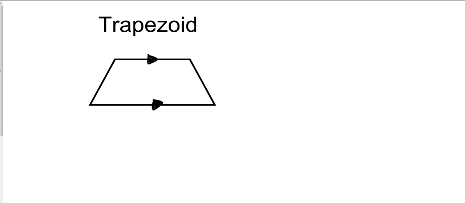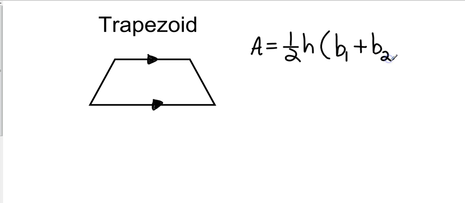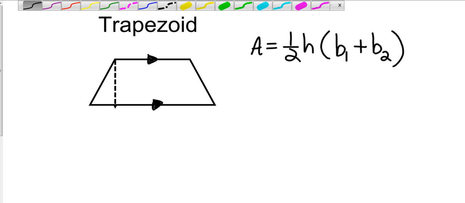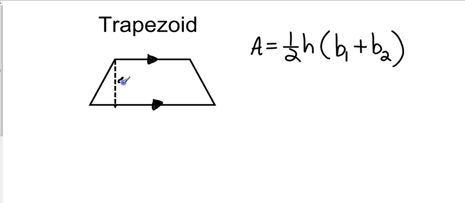Okay, so this formula is 1/2 of the height times base 1 plus base 2. Okay, so the bases are the parallel sides. And so let's put some numbers to this. Let's go with my height right there. Let's say I have a height of 5 inches. And I have one base of 8 inches. And then I have my bottom base of 14 inches.